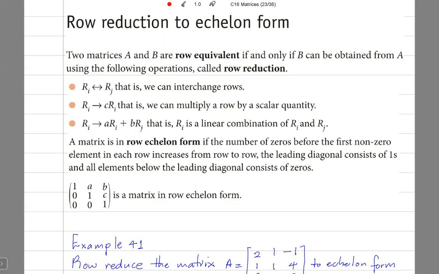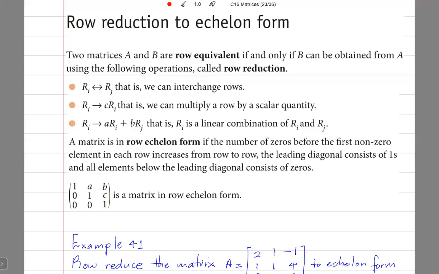A matrix is in row echelon form if the number of zeros before the first non-zero element in each row increases from row to row. The leading diagonal consists of ones and all elements below the leading diagonal consist of zero.